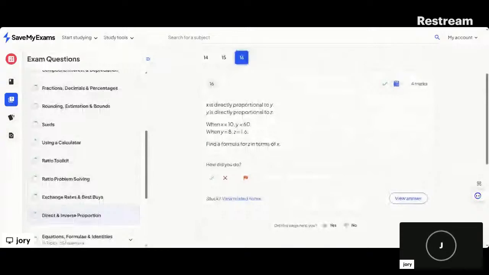x is directly proportional to y, and y is directly proportional to z. So x equals ky, and y equals k. Oh no, different variable. I always use k. y equals mz. When x is this many, y is this many, and when y is this many, z is this many. Find a formula for z in terms of x. So find k first.